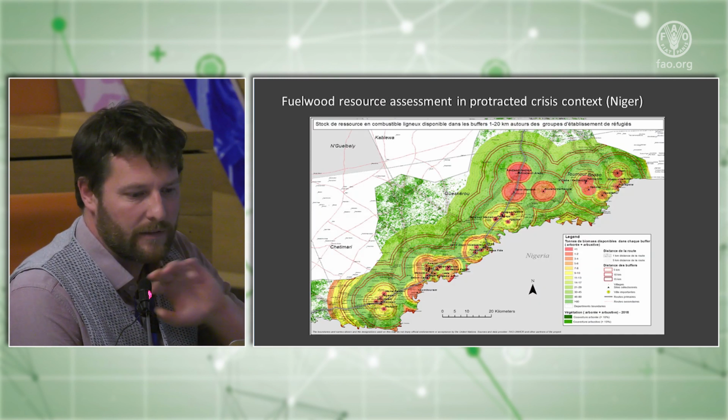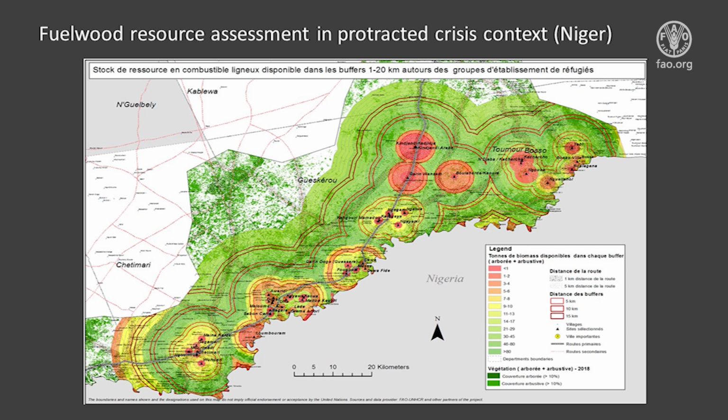Just to finalize, to go beyond just what we're doing in forest and peatland, we're also using CEPAL to generate detailed biomass maps and vegetation maps and degradation maps in the context of protracted crisis around refugee camps to assess fuelwood resources. And we have a series of papers and documents that are touching base on this.